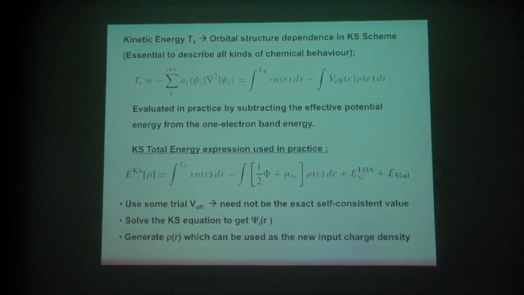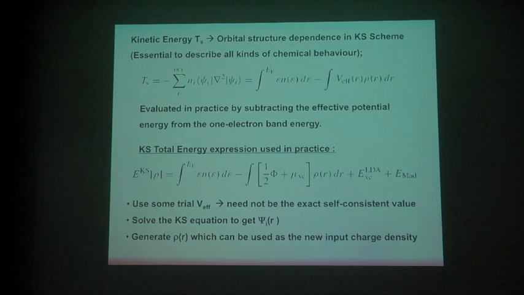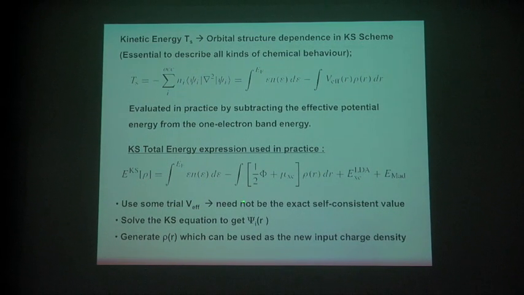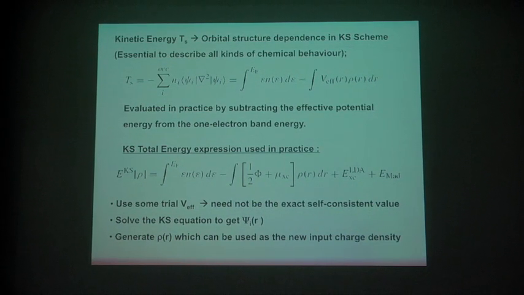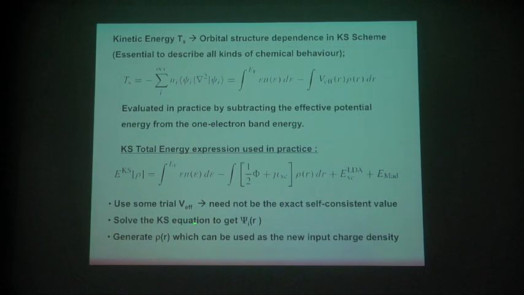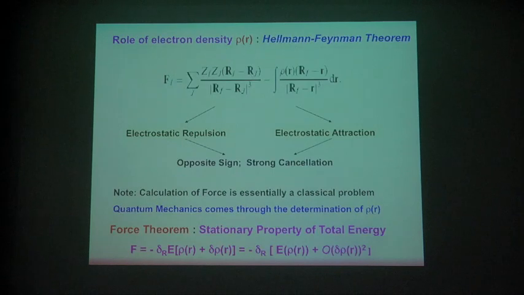Now the question is, how do you evaluate this? For evaluating, you start with some trial value, of course, as has already been mentioned, that it has to be done self-consistently. The trial value need not be self-consistent, it can be anything, but better is to start with something realistic and solve the Kohn-Sham equation in a loop, which was explained nicely by Shobna in her talk yesterday, and generate the rho of R, which can be used as a new input charge density in a self-consistent fashion. I'm not repeating it because it has already been told.